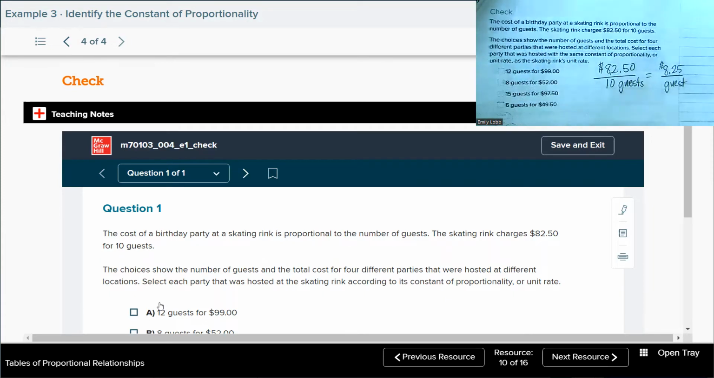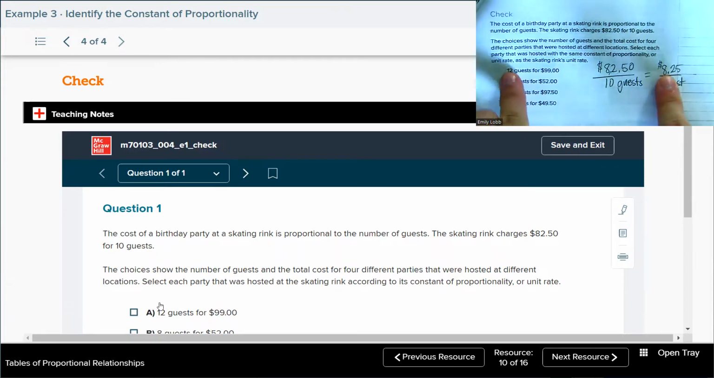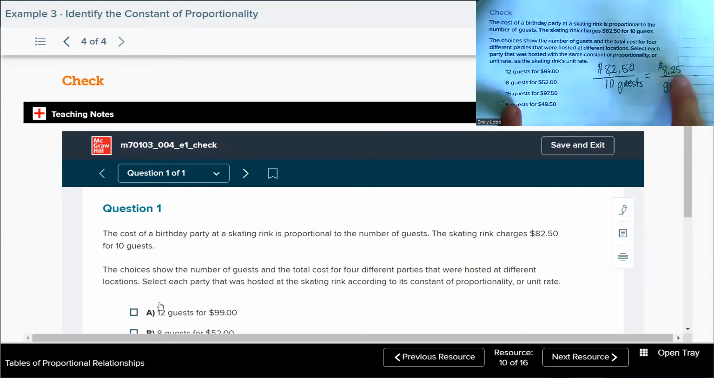Which one of these is also equivalent? If you want to use a calculator, you may. So we want 8 1/4 times 12, 8 1/4 times 8, 8 1/4 times 15, 8 1/4 times 6. See which one of those makes this work. You may definitely grab a calculator if you need one. Go.